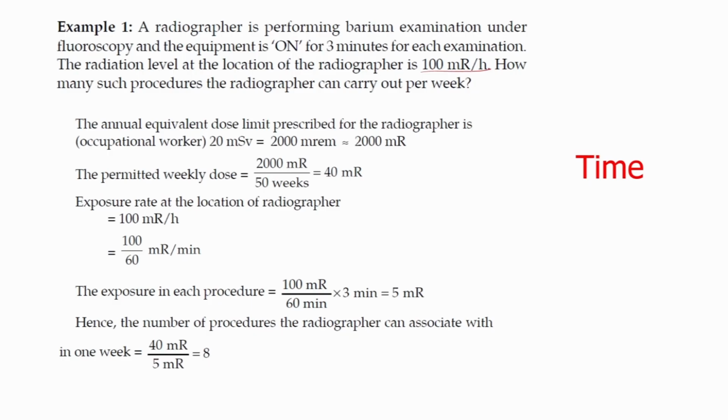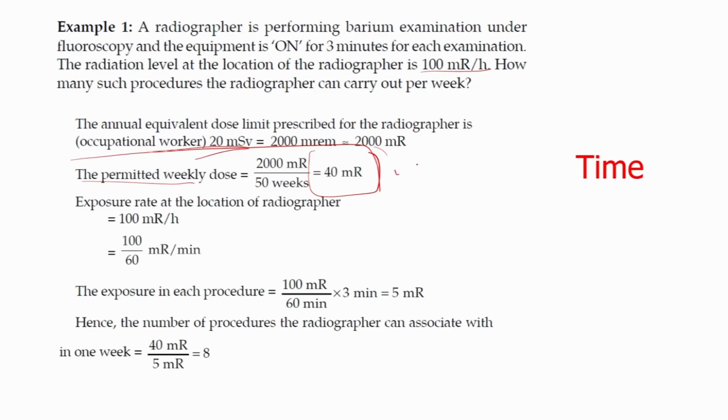The annual equivalent dose limit for a radiographer or radiation worker is 20 millisievert in a year, which is around 2000 mR. And how many weeks in a year? There are 50 weeks in a year. So the permitted weekly dose becomes 2000 divided by 50, which is around 40 mR per week. So the permissible weekly dose limit for a radiation worker is 40 mR.